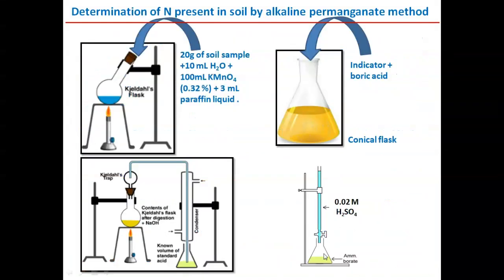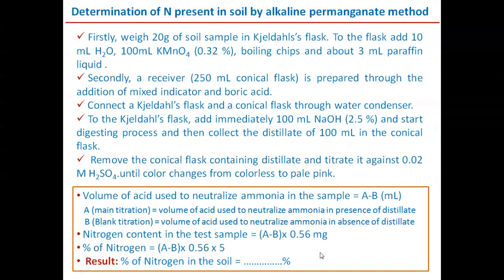You can see here, once we start the titration, we need to titrate it until the colorless to pale pink. So this is all about the procedure. Then there are three more points in the calculation, where the value of the acid used to neutralize ammonia, which is liberated during the digestion in the soil sample, is equal to A minus B in terms of milliliter. A means main titration.